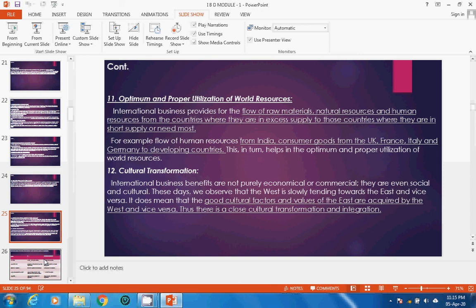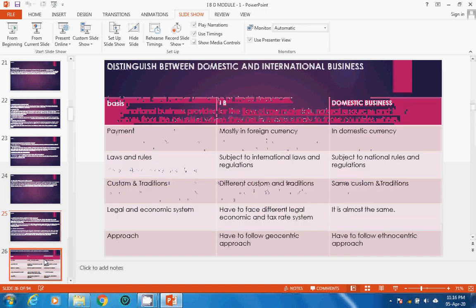Cultural transformation. International business benefits are not purely economic and commercial. They are also social and cultural. These days, we observe that the West is slowly tending towards the East and vice versa. It means that the good cultural factors and values of the East are very much attracted by the Westerners and vice versa. Thus, a close cultural transformation and integration is possible due to international business. So these are some of the benefits of international business.